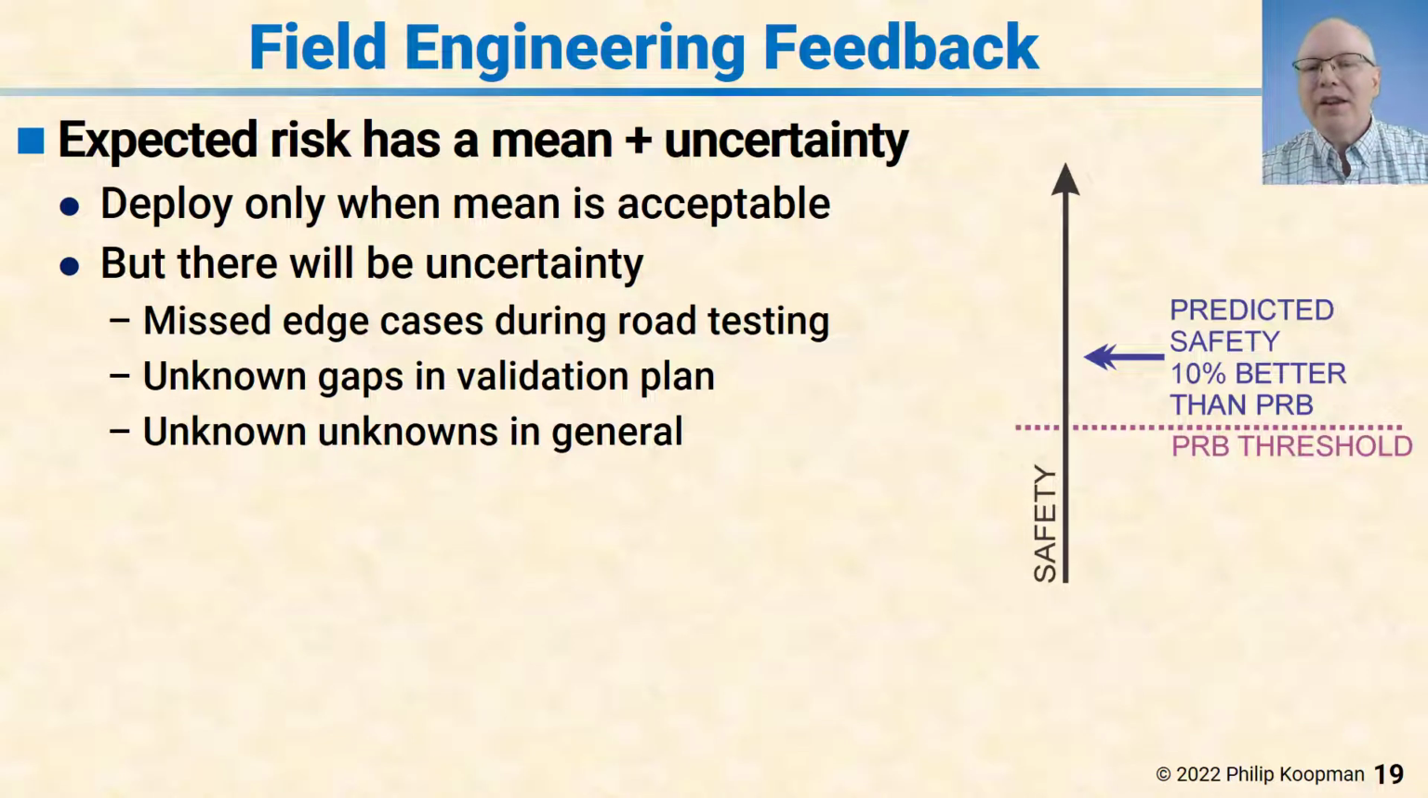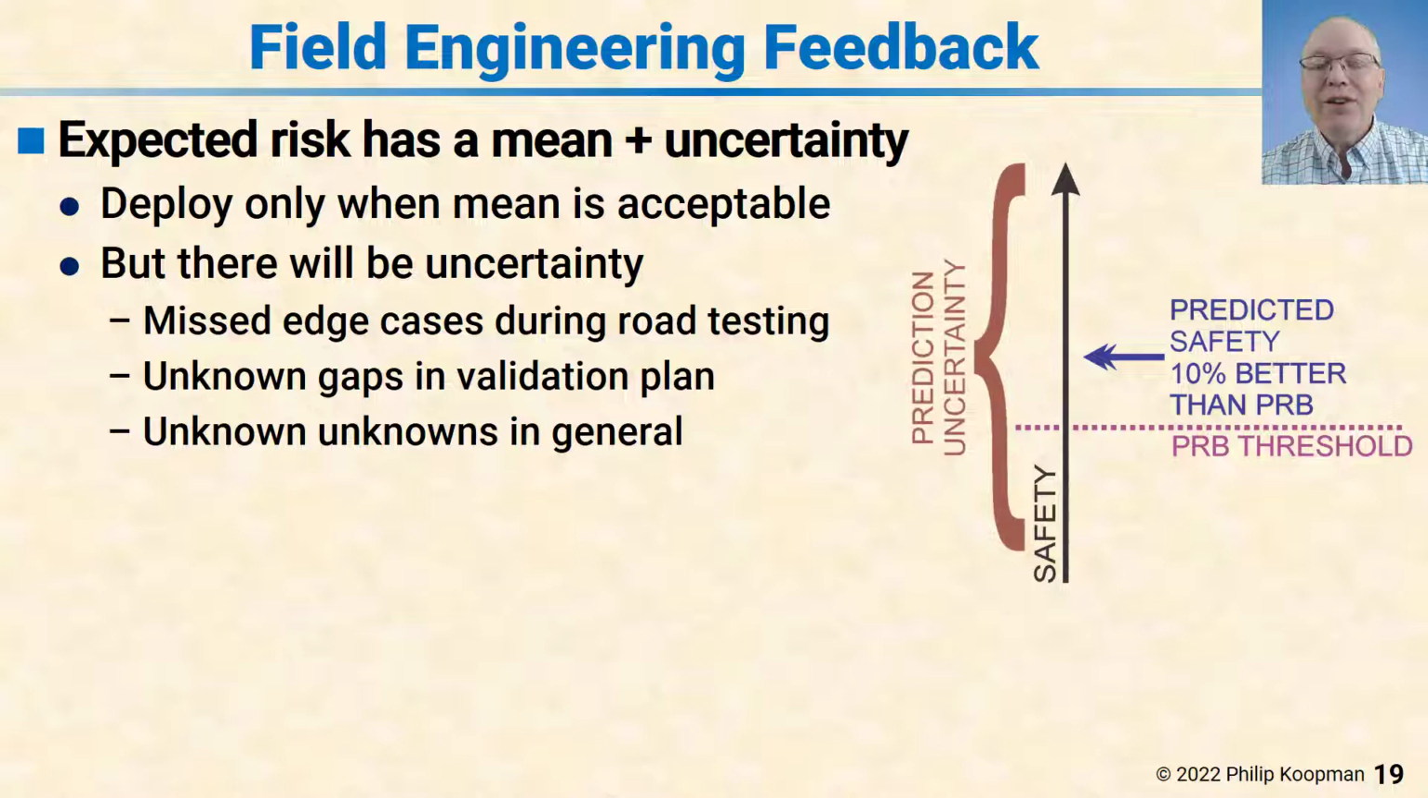Let's look at it this way. You have a safety goal and there's a positive risk balance threshold, and you can say, all right, we're going to deploy when we're 10% better than PRB. Okay, that's what the RAND report suggested was okay. And that might or might not be okay depending on the uncertainty. What if your uncertainty is way bigger than 10%?